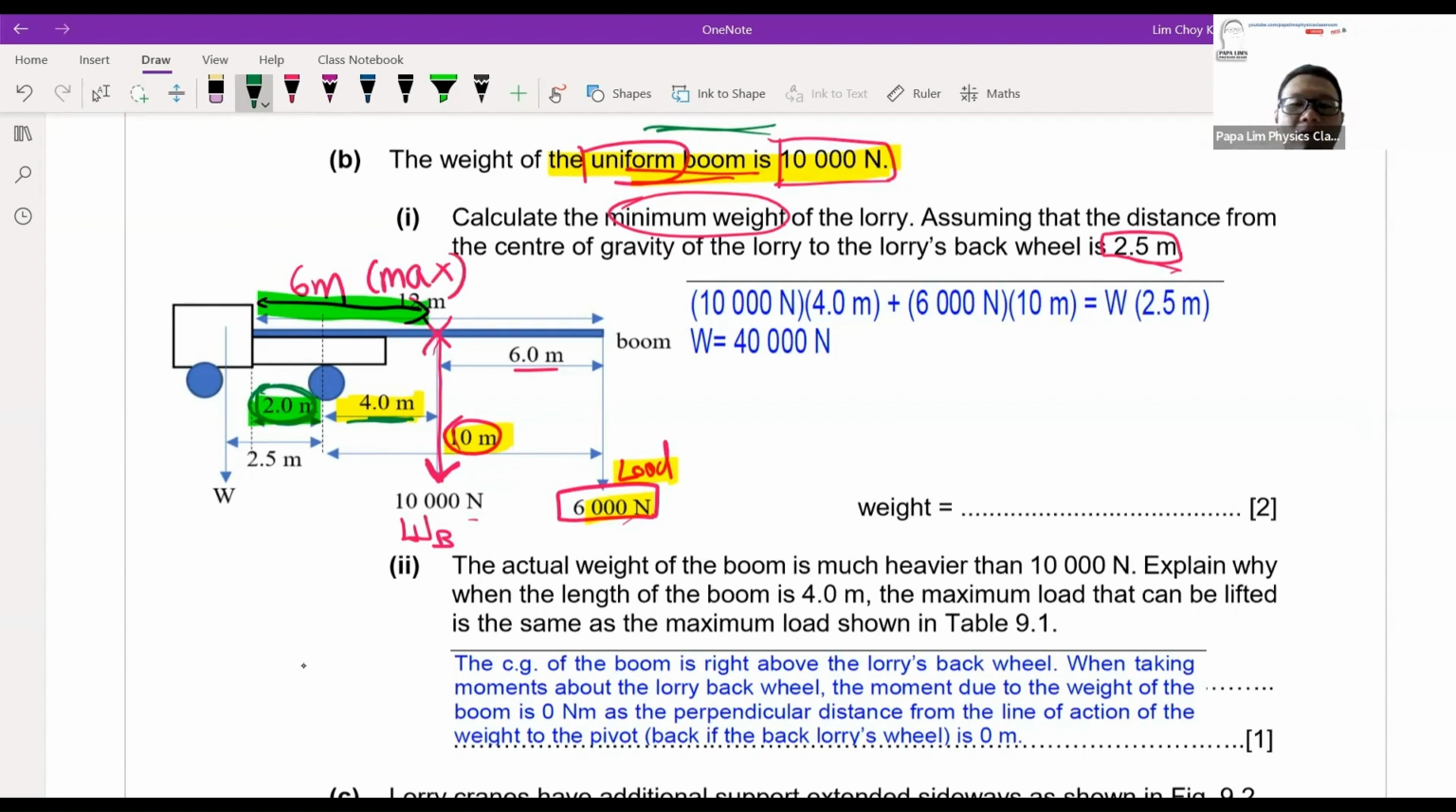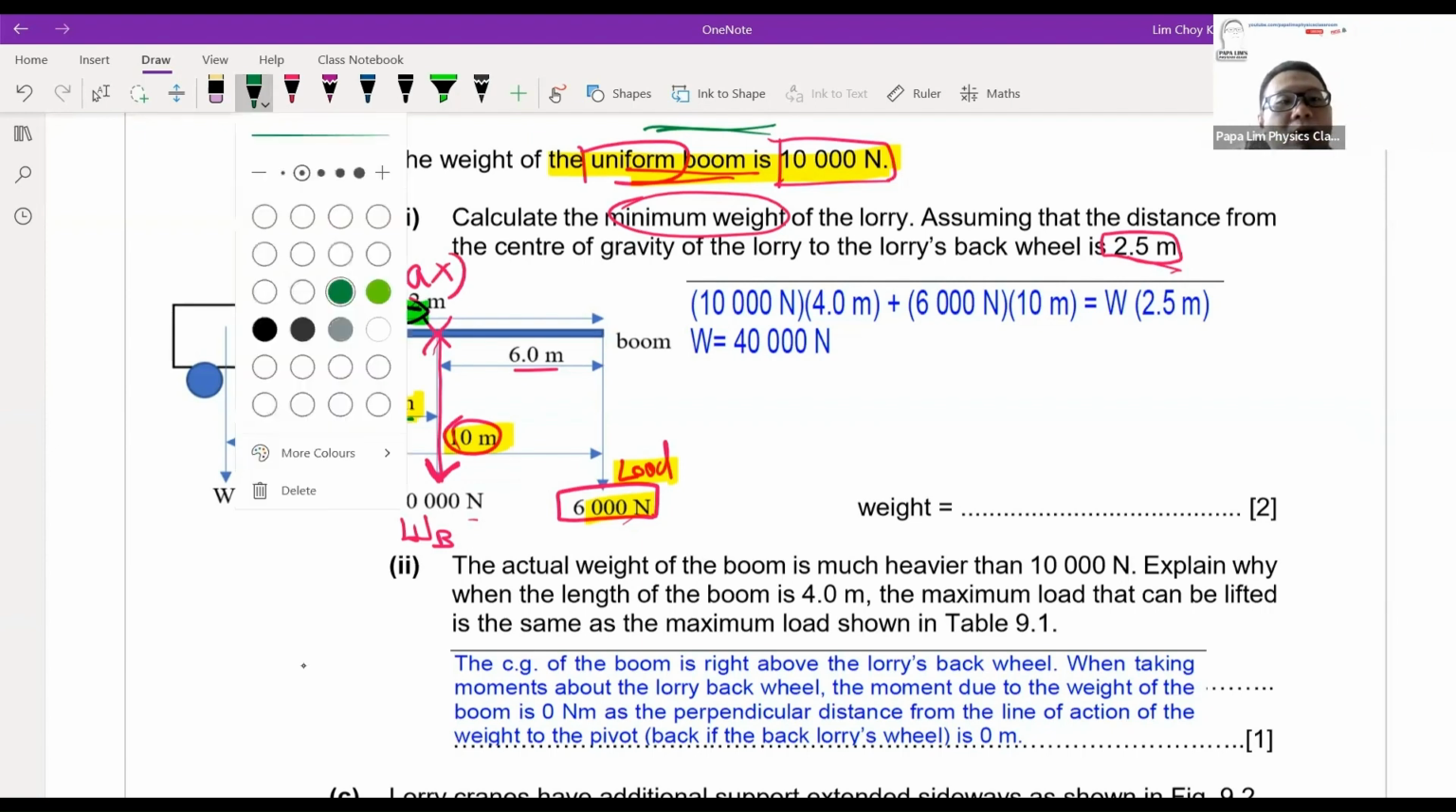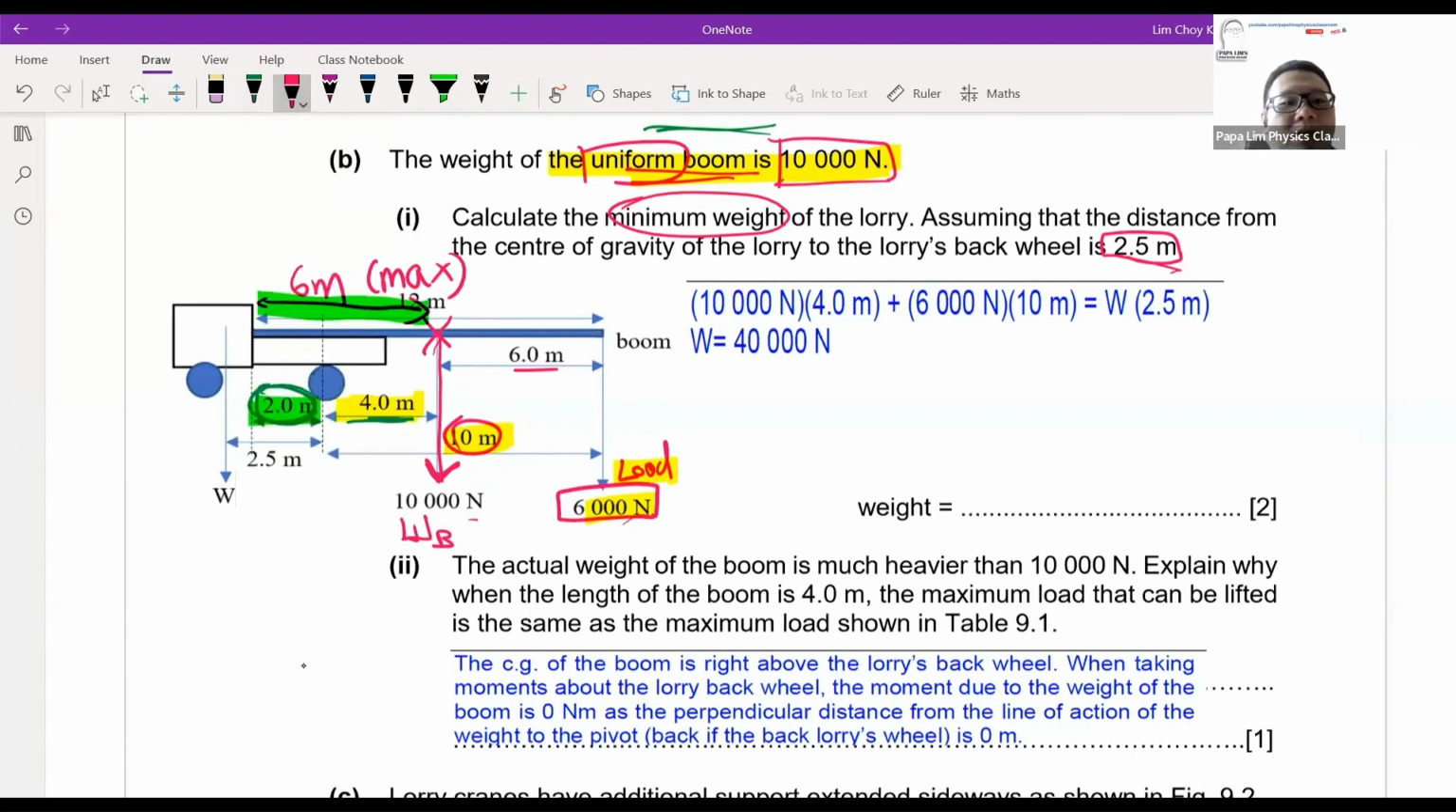Is it on the left side of the back wheel or on the right side of the back wheel? Okay, now there's a slight deduction that we are looking at. You'll find that on the right side of the back wheel, the weight of the boom will give rise to a clockwise moment. The load itself will also give rise to a clockwise moment. So for the lorry to be balanced, there needs to be at least one anti-clockwise moment to balance it out.